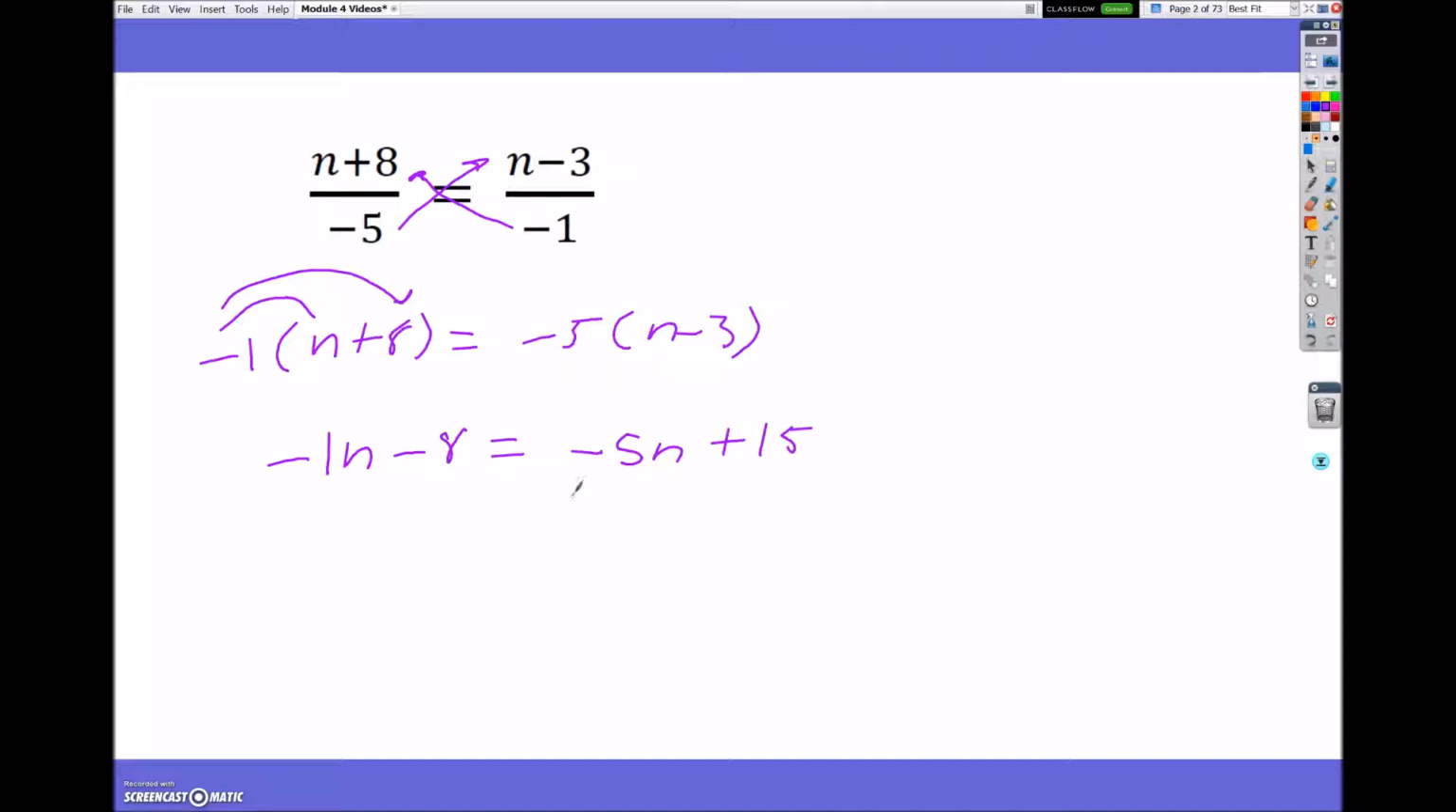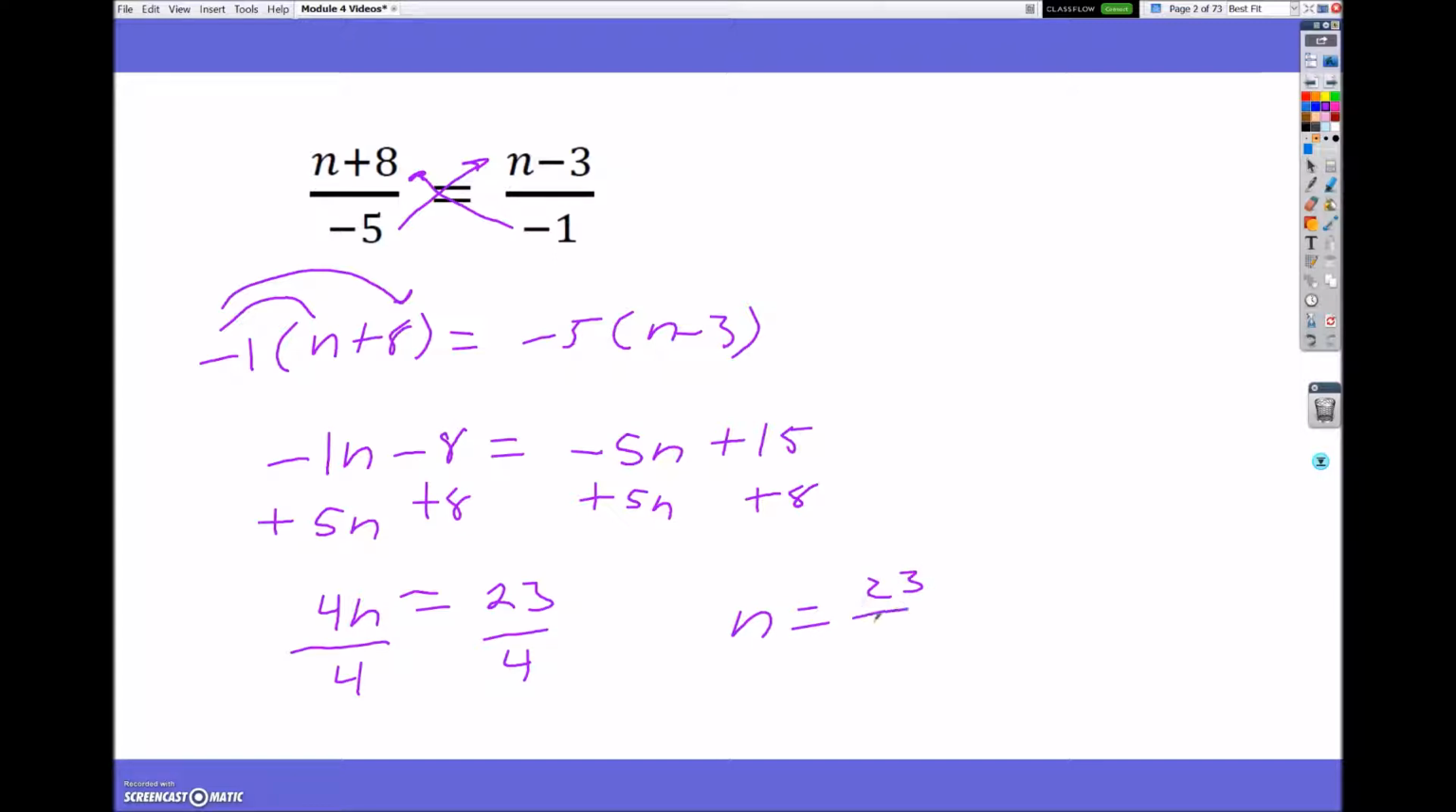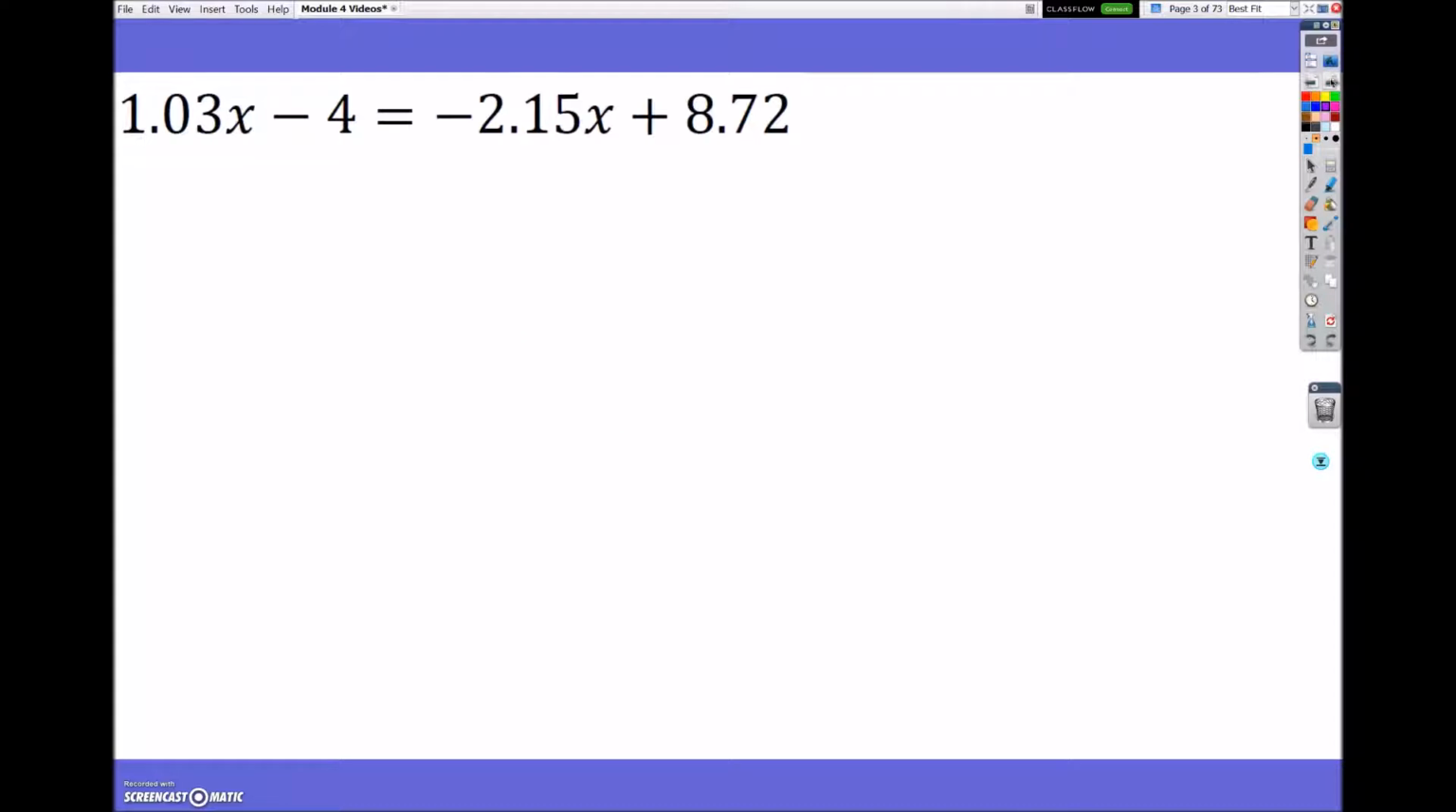Now I'm trying to solve for n, so I'm going to get them on one side of the equal sign. So what I'm going to do is add 5n on both sides of the equal sign to get 4n. I'm also going to add 8 on both sides, and that'll give me 23. Then all I'm going to do is divide both sides by 4 to get n is equal to 23 over 4. All right, so that's the first one. Let's go ahead and look at the next one.